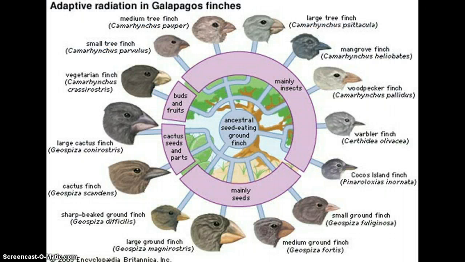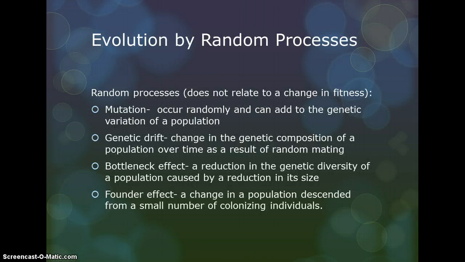Remember, Darwin came up with his ideas after studying the Galapagos finches. So all of these finches were found on the different Galapagos Islands. They're all still finch species, but they are different based on their beaks, and their beaks were selected for based on what they ate. So evolution by random processes, and there is an image on the next slide that goes into this in a little bit more detail, so I would make sure you take a look at that.